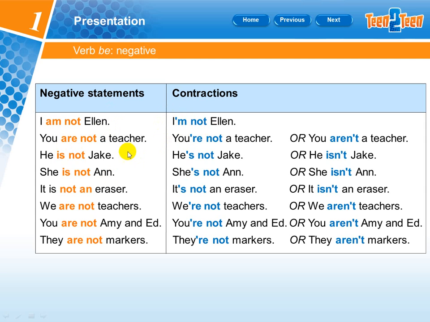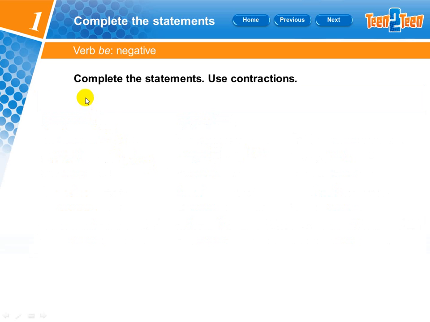In contraction of verb be with not, you can contract verb be or you can contract not. No problem. It means both answers are the same. There is no difference in the meaning of these sentences. So we are continuing and we are coming to the exercises. The first exercise says complete these statements, use contractions. The first sentence, I'm not a teacher, I'm a student.